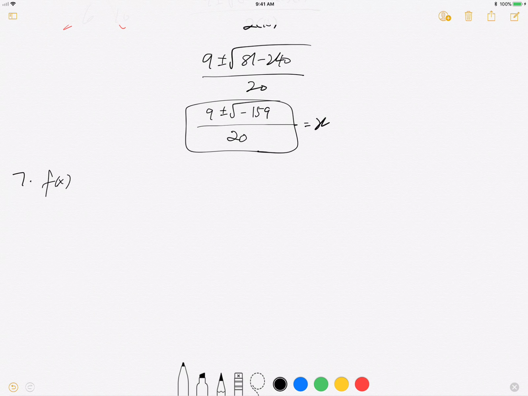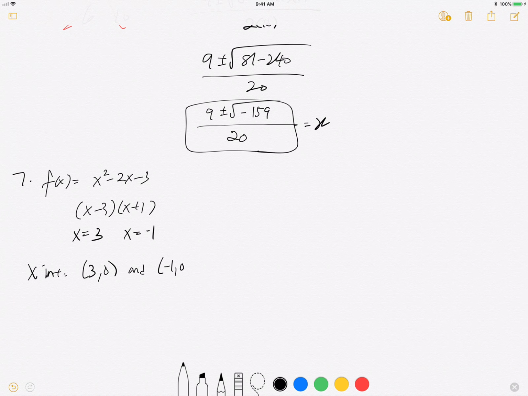So for the first one, it seems pretty simple. X squared minus 2x minus 3. I mean, you can factor that right away. It's pretty obvious. It's going to be x minus 3 times x plus 1. So my two x-intercepts are at x equals 3 and x equals negative 1. So for x-intercepts, please write (3, 0) and (negative 1, 0).